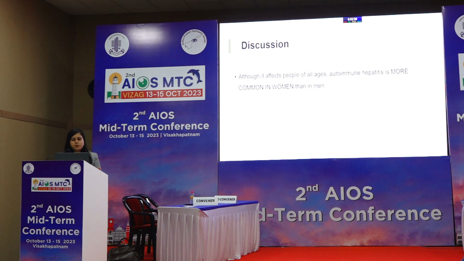Although it affects people of all ages, autoimmune hepatitis has been found to be more common in women than men. Rheumatoid arthritis, ulcerative colitis, and thyroiditis are a few examples which are often linked to AIH.